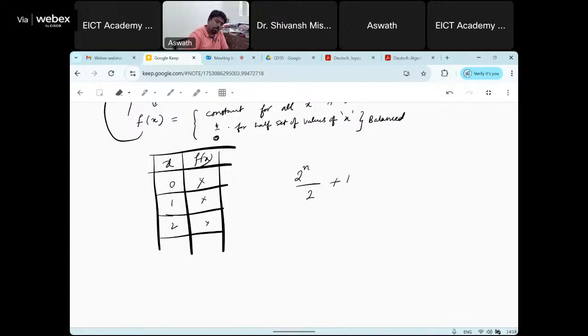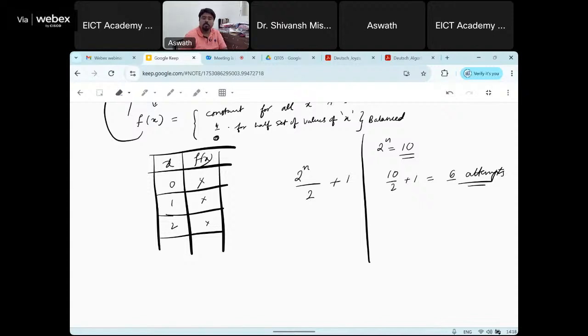Okay, a simple example we gave: if 2 to the power of n is, let's say, 10 numbers, then she would need 10 by 2 plus 1, that is 6 attempts or 6 iterations, required to find whether the function is balanced or not.